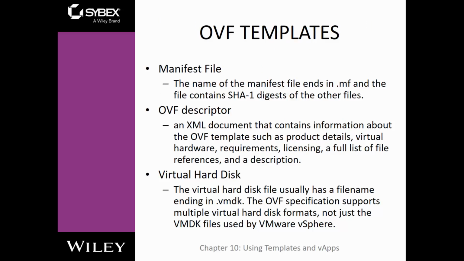OVF templates, what ends up happening is they'll have a manifest file, and this manifest file normally ends in .mf, and this contains the hash, normally a SHA-1 hash. That way we can validate it. There is typically an OVF descriptor, and that's normally an XML document that contains information about the template, product details, VM hardware, requirements, licensing, as well as a full list of file references and a general description.